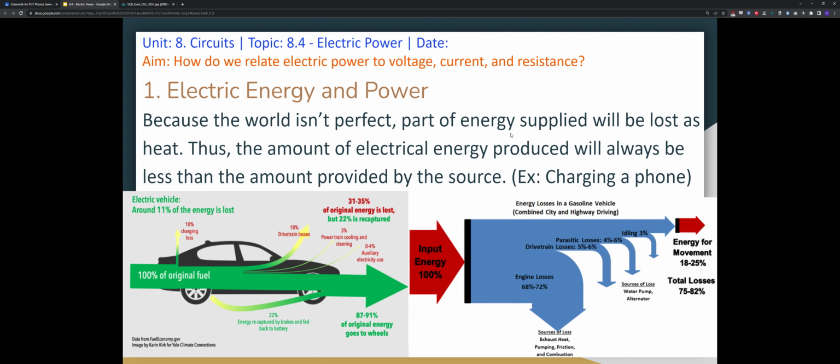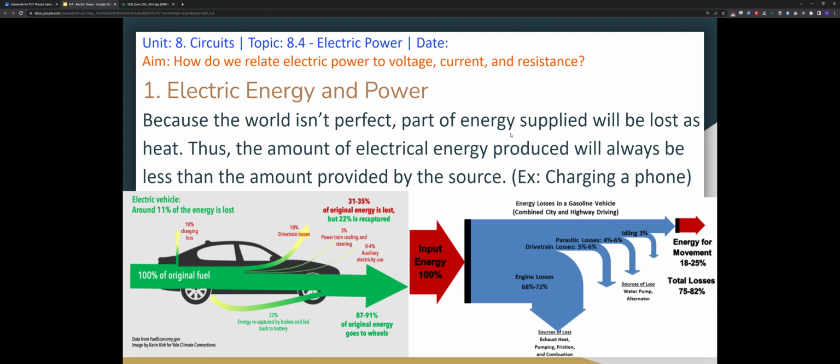Take, for example, a gasoline car. A lot of the energy comes from the combustion of the gas. But only 20% of the energy you gain from that goes to moving the car. You lose 70% of the other energy due to heat. So while you might think you're using 100% of your energy, you're really only getting a partial amount of it in a car.